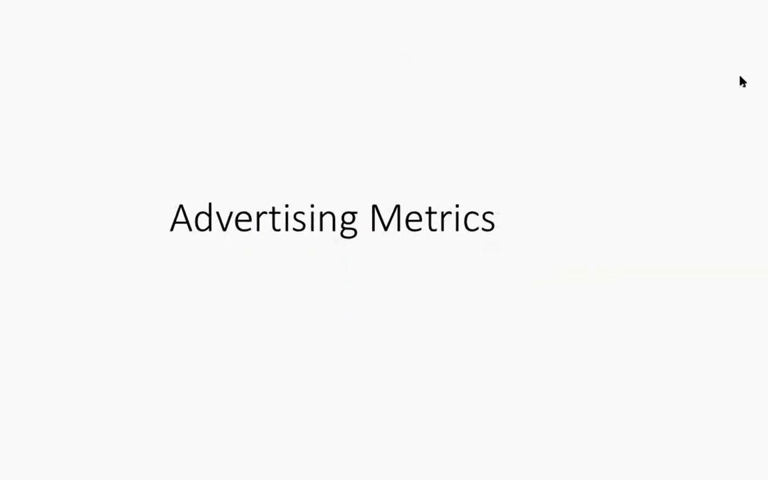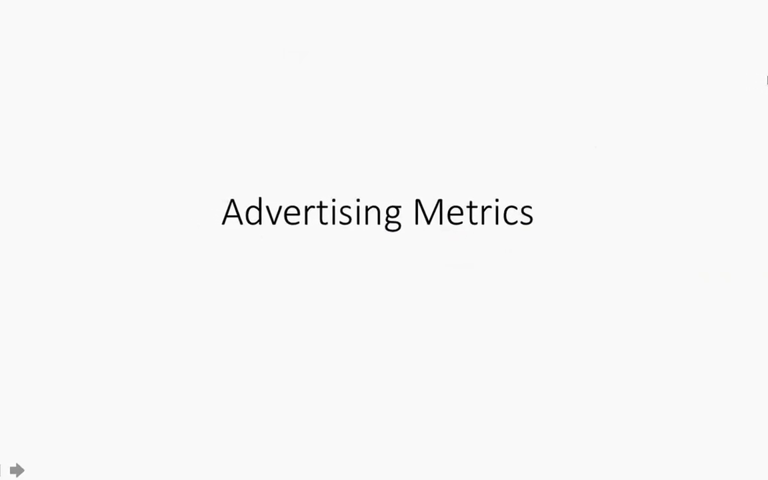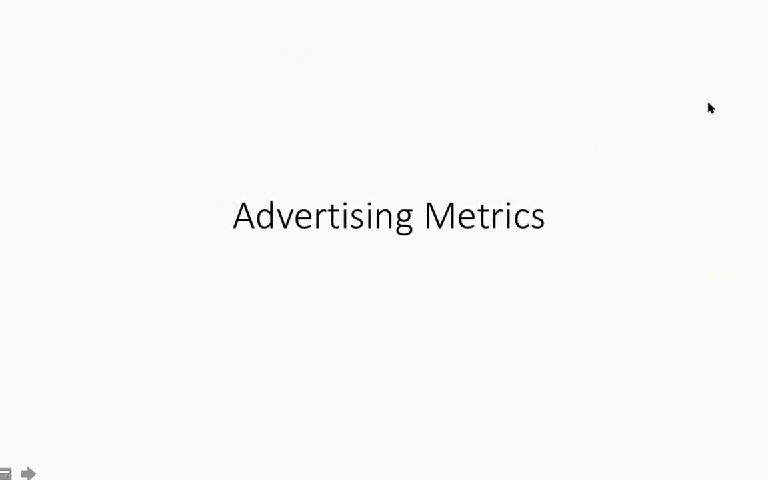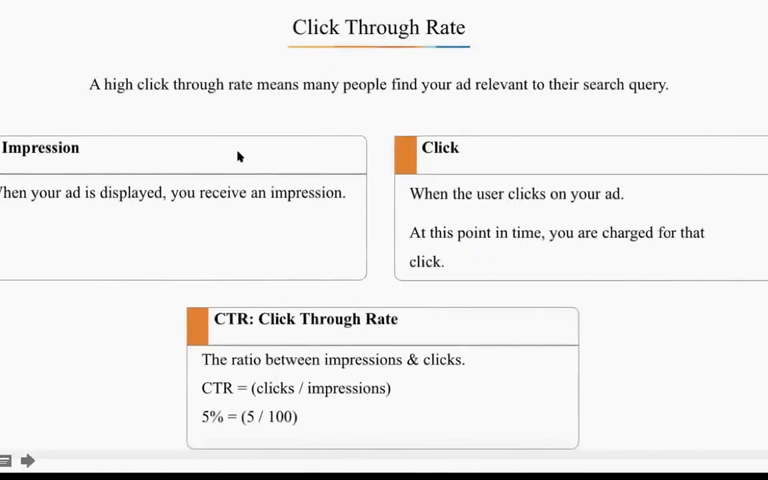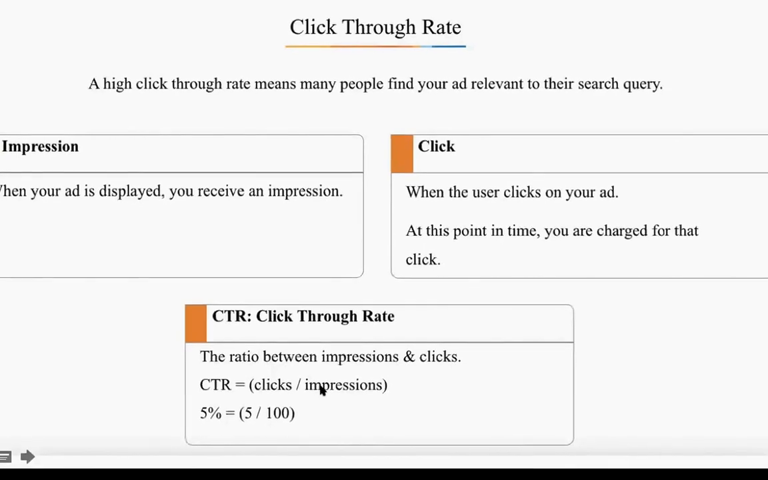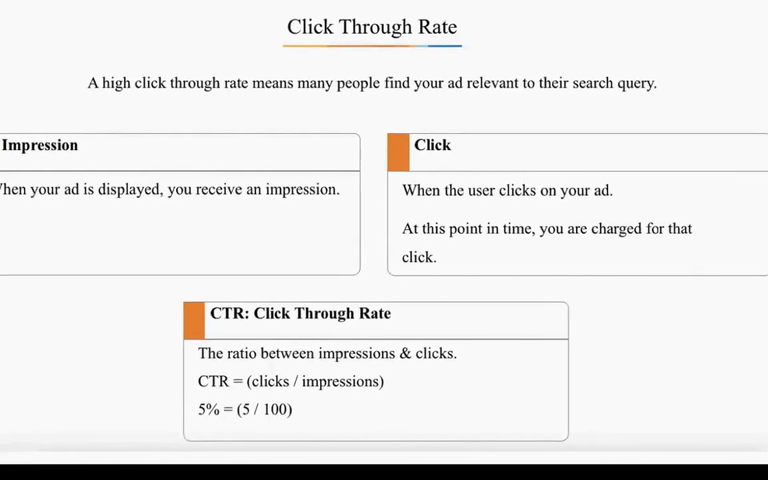Now, talking about the advertising metrics, guys, once your ad has run, what are those metrics which you should really look at? Number one, the impression. Number two, click. And number three is click-through rate. The number of times your ad has been displayed, or you can say you got an impression, is one of the things one should look at. And out of all the times your ad has been shown, how many times has it received a click, right? So when a user clicks on your ad, that's another metric. At this point in time, you are charged for the click. So you are being charged on a per click basis.